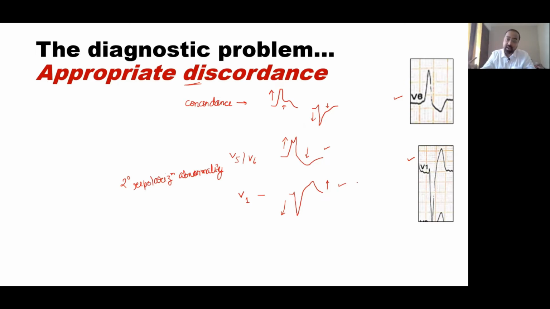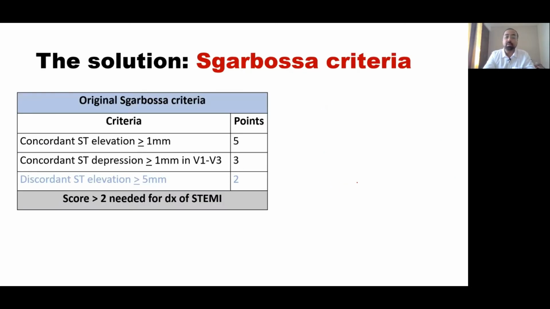Now, since there are already ST elevations and ST depressions in a patient with left bundle branch block, it becomes really difficult to diagnose ischemia. How do we go about it then? The solution to this problem was first proposed in the form of the Sgarbossa criteria. The first criterion says that if there is a concordant ST elevation of at least 1 millimeter, it is given 5 points. If there is a concordant ST depression, it is given 3 points. Or if there is a discordant ST elevation of more than 5 millimeters, it is given 2 points.